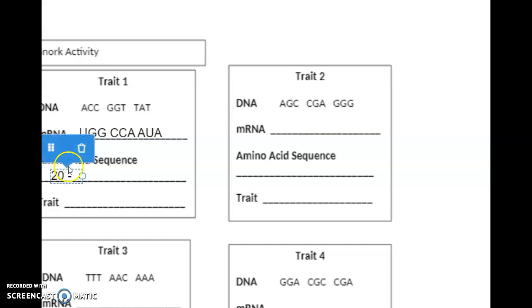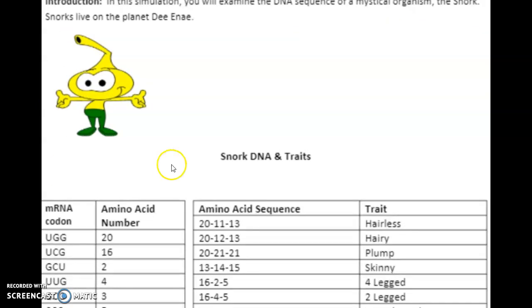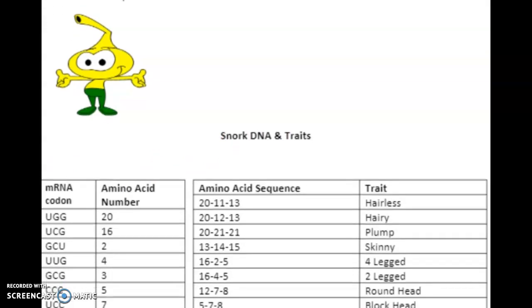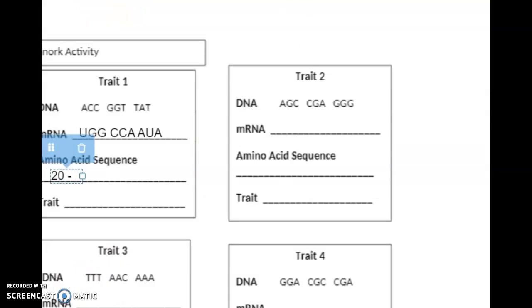And then we have our mRNA. Next is going to be CCA. So let's go back over here and find CCA. Let's scroll down. We see the CCA. CCA is the codon for amino acid number 12. So we'll come back over here and put 12.